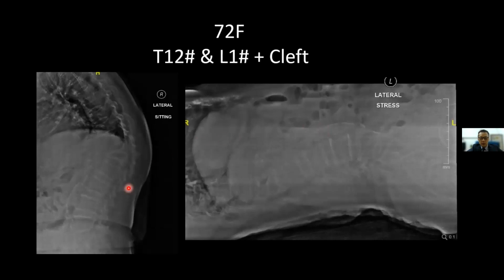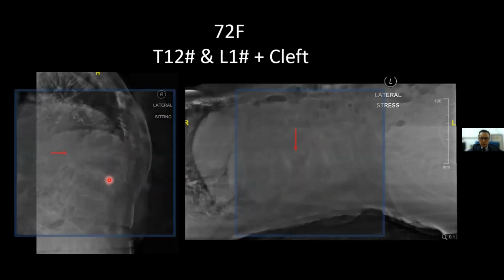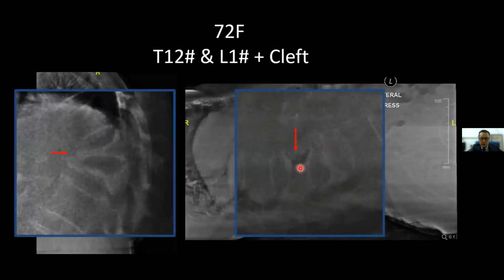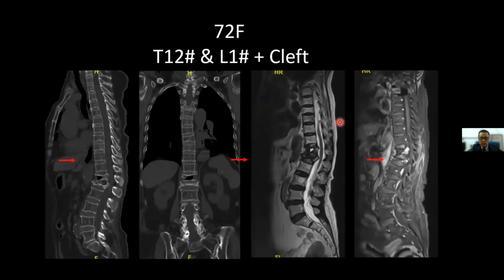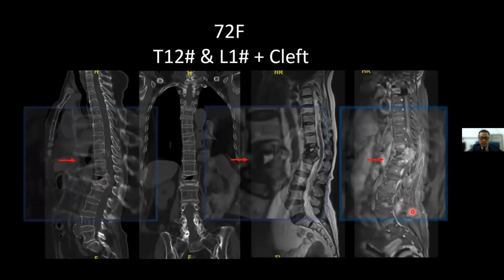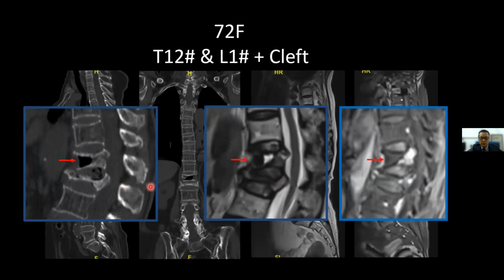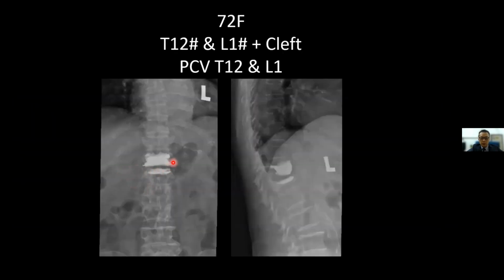So this is, for example, a patient who has a fracture, and you can see that the patient has an intravertebral cleft, confirmed also by CT scan and MRI. And we perform percutaneous cement vertebroplasty in this patient.